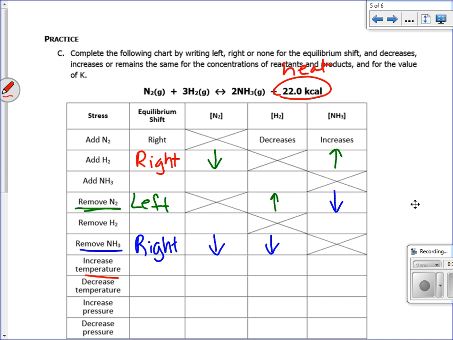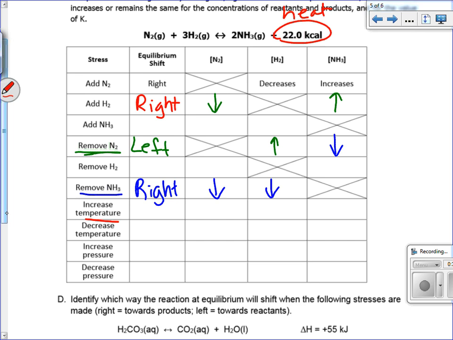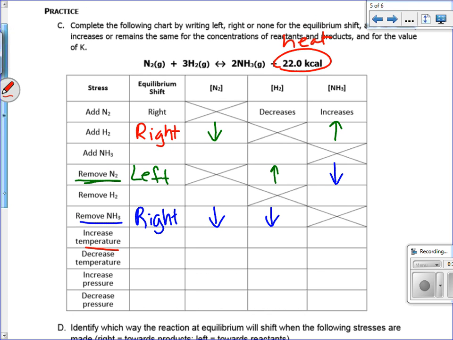Okay? So if I increase the temperature, I'm adding in heat. That's what I'm doing. I'm adding in here. I shift to which side? I go left because I go the opposite way, away from the heat. So that means the reactants will increase, the product will decrease. So if you add in heat, treat heat like it's just another part of the equation. You add it in, it goes the other way.